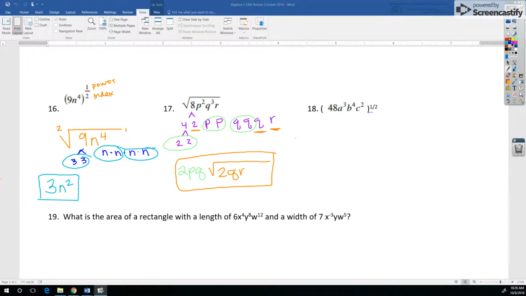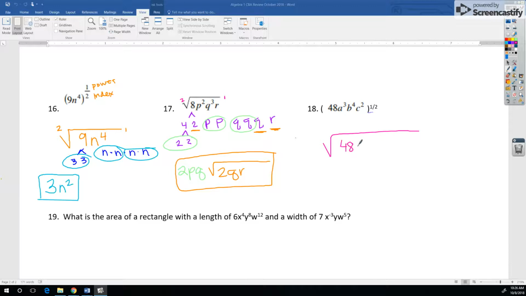Number 18, again, similar. 1 is our power, 2 is our root. So we're looking at a square root of, oh, by the way, on number 17, if you don't see a 2 right here, or you don't see a 1, those are implied that this is a square root.